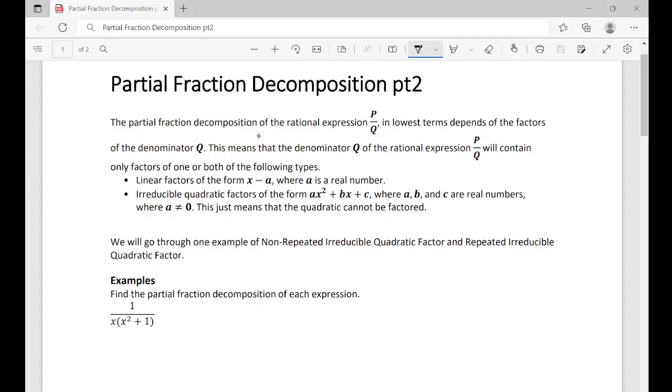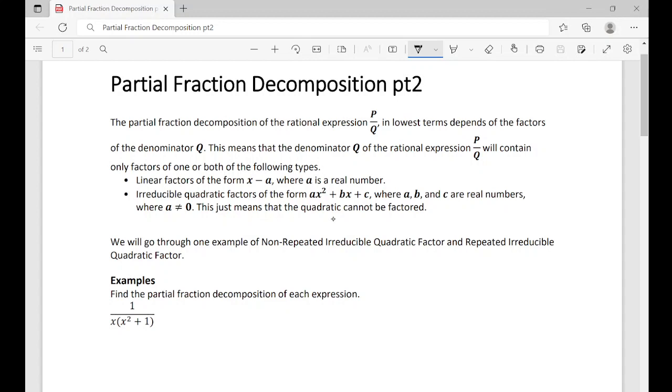Partial fraction decomposition of the rational expression p over q in lowest terms depends on the factors of the denominator q itself. This means that the denominator q of the rational expression p over q will contain only factors of one or both of the following types. It could be a linear factor of the form x minus a, where a is a real number, or it could be irreducible quadratic factors of the form ax squared plus bx plus c, where a, b, and c are real numbers and a is not equal to 0.